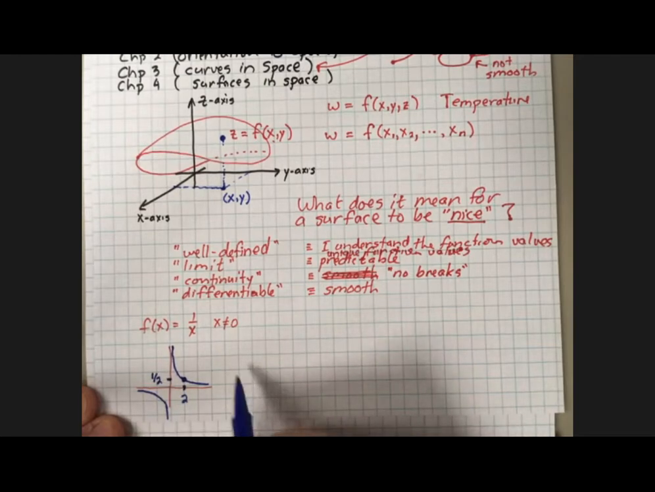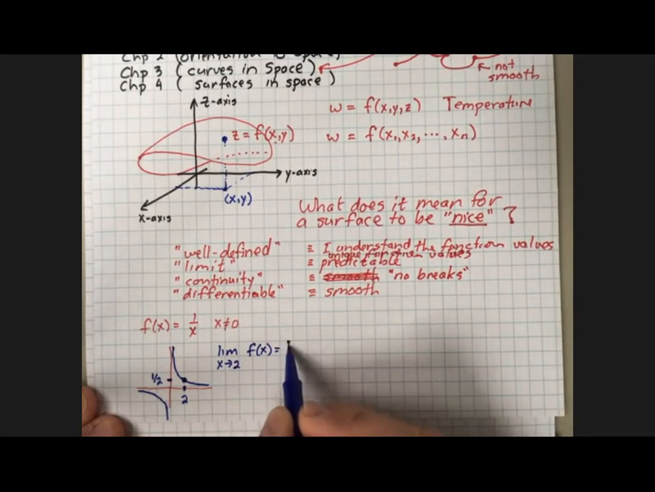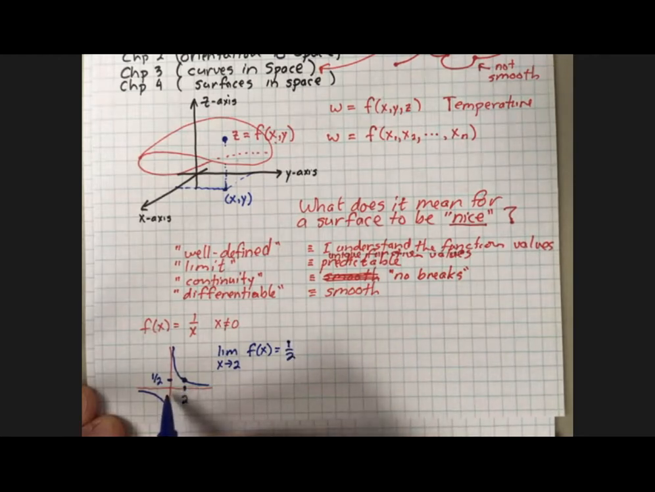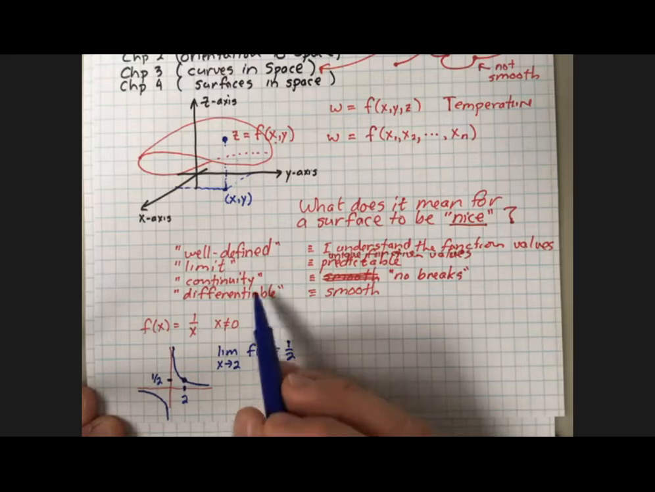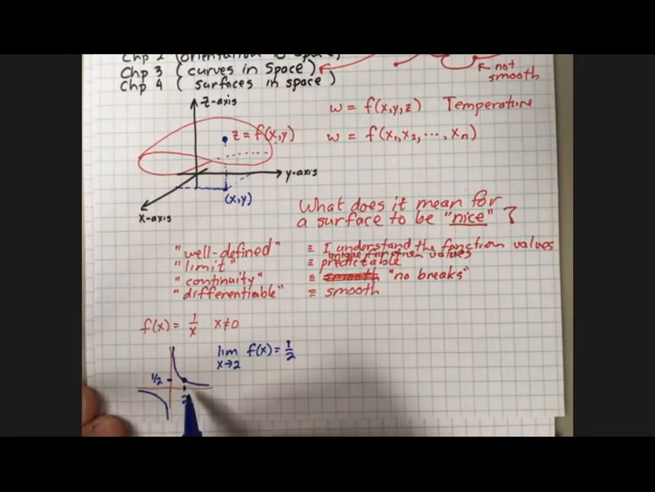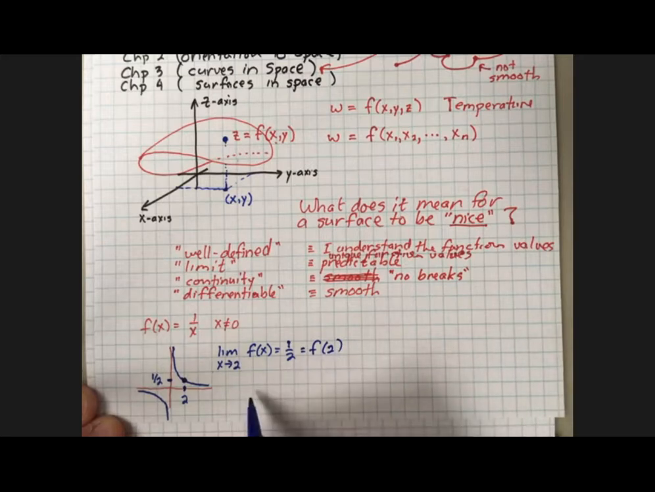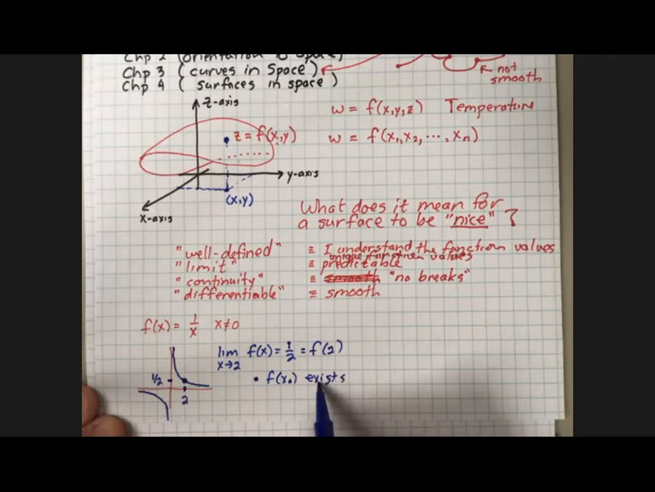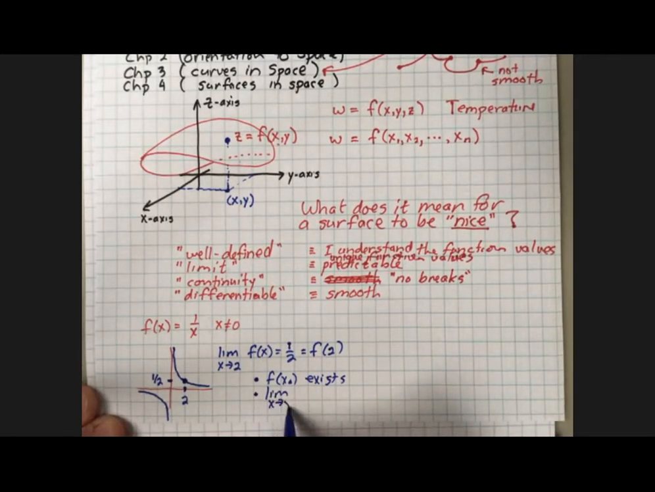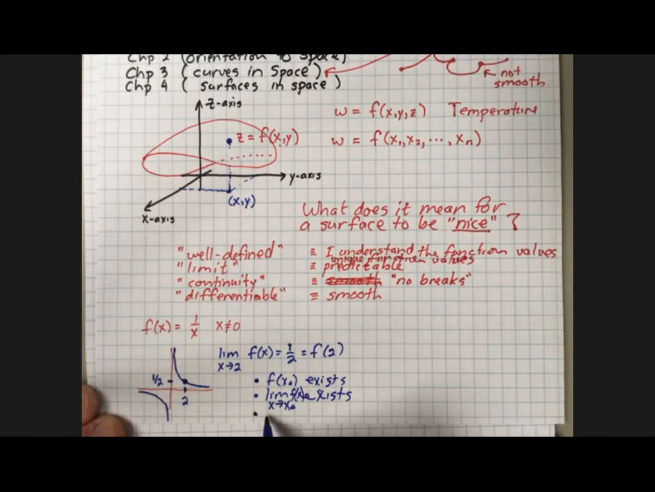And that height is 1/2. So to say the limit as x goes to 2 of f of x equals 1/2 means as I approach the point 2 on the x-axis, I know what I'm approaching on the y-axis. Continuity meant that the number I'm approaching is the actual value of the function at that point. So remember, you had a three-prong test for continuity. Function value exists. The limit as you approach that point exists. And those two things are equal.